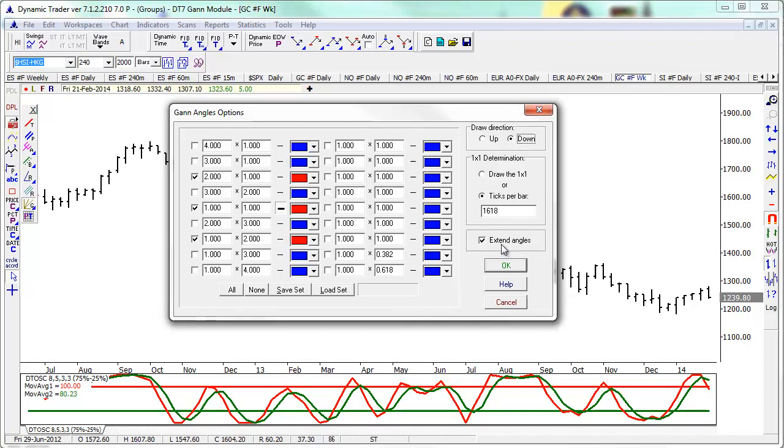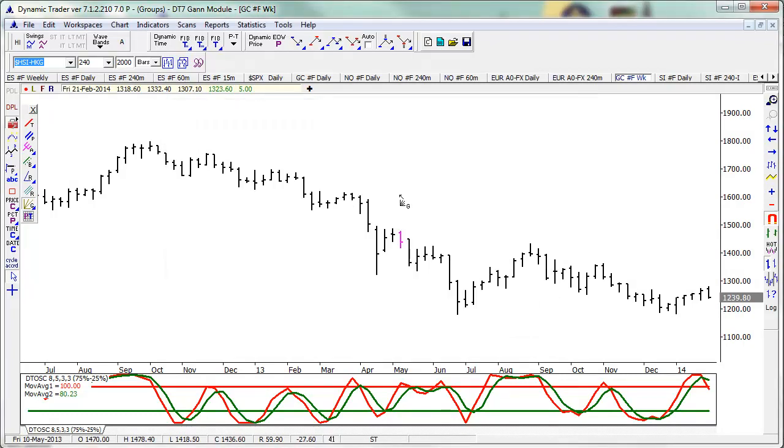And the choice to extend the angles or not is to extend them beyond this second click or the end of the swing that you're measuring. And I always just have extend angles on if I'm using Gann angles. So let's just do OK.